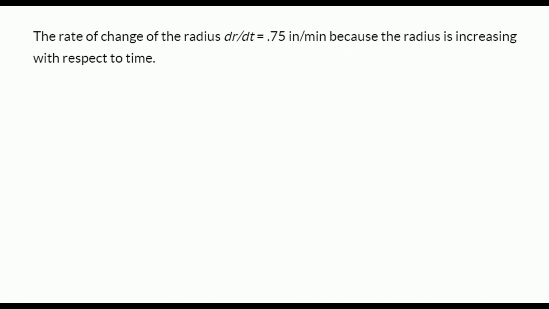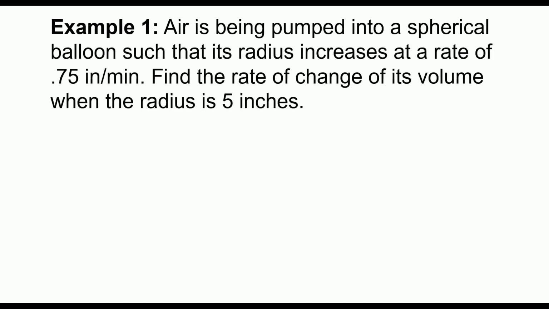And so they said that the rate of change of the radius, dr over dt, is equal to 0.75 inch per minute because the radius is increasing with respect to time. So at r equal 5 inches, which was provided to you, right? Don't forget the information you were given.